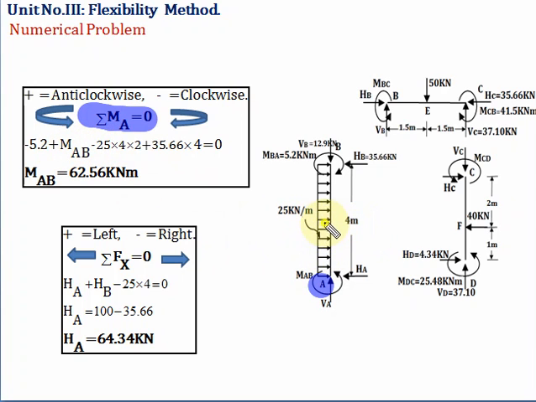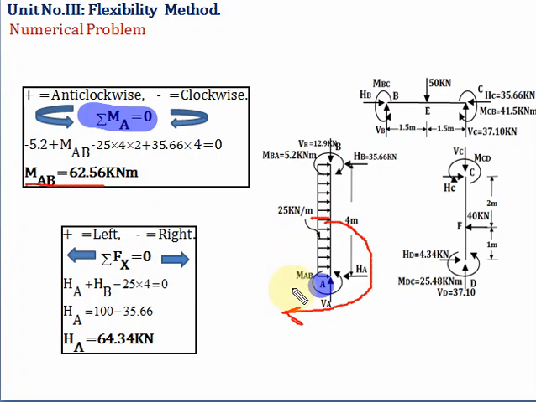Then this UDL will act like this. It will act in clockwise direction. So minus 25 into length is 4. This will be the force, and the distance is what? 4 divided by 2, that is 2. Then 35.66. Here HB is what? Towards the right. Now for BA it should be towards left, equal and opposite. So 35.66 into length is what? 4. So if we solve this, we'll get the moment in member AB as 62.56 kilonewton meter.